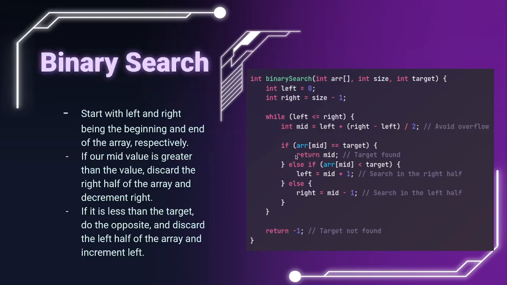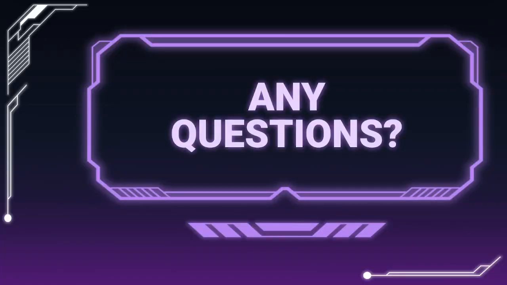And if it doesn't, left will become greater than right, and then it'll return -1, which represents the target not being found. Anyone have questions with this code? Okay. Yeah, that was pretty short. So I don't think we put any questions in for binary search.